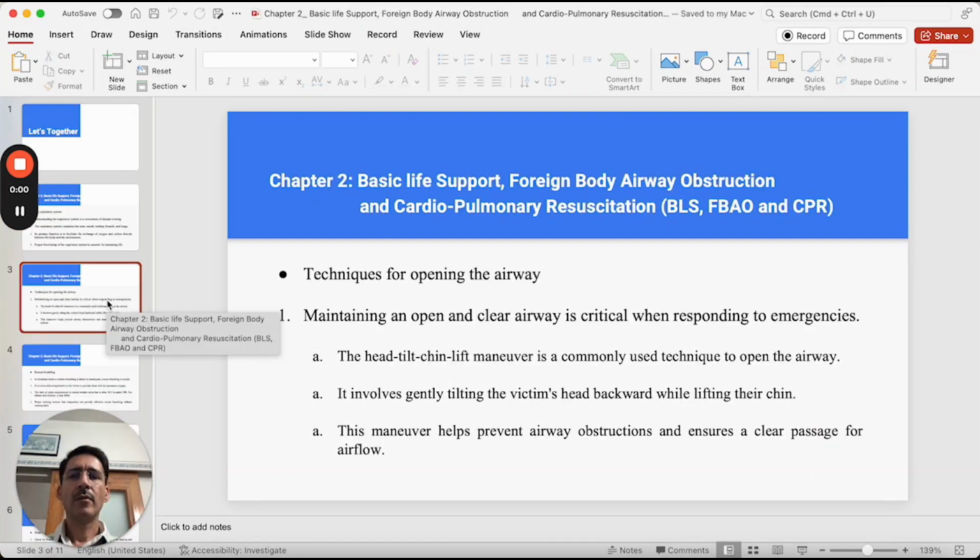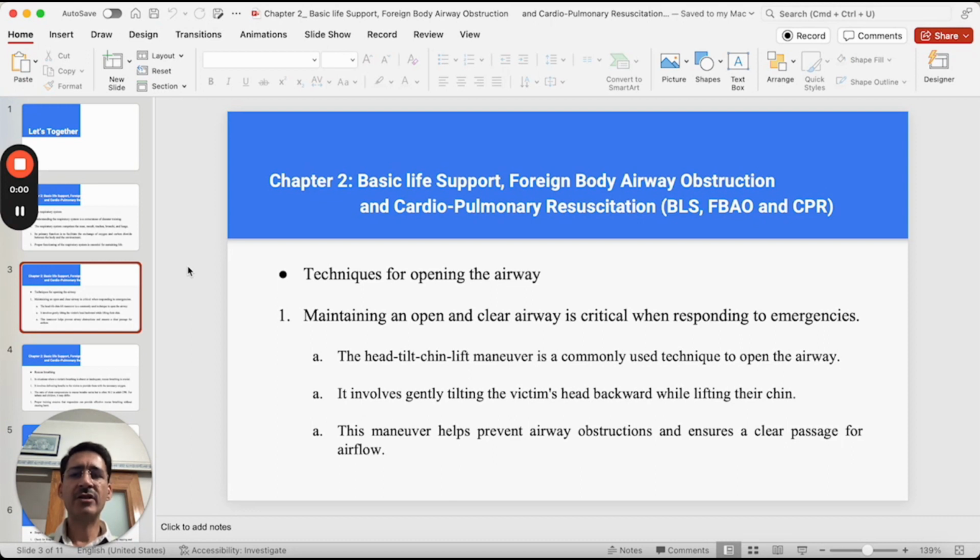Basic life support, foreign body airway obstruction, and cardiopulmonary resuscitation. Let's learn the techniques related to basic life support. Technique for opening the airway. Maintaining an open and clear airway is critical when responding to emergencies.